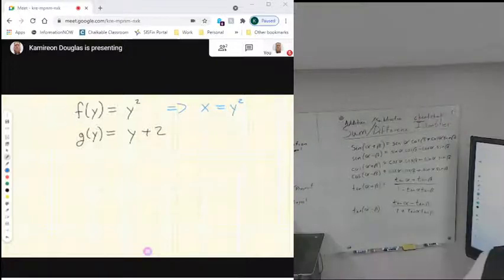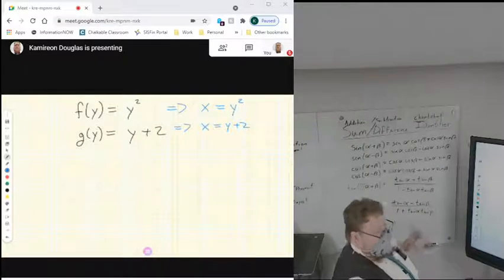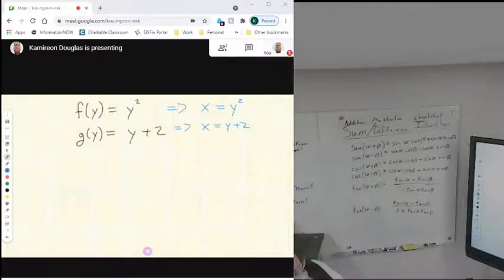On this one, you have to do the same thing. You'd have x equals y plus 2. And again, you have to get y by itself because the techniques work if the variable is isolated. That's why so much of algebra is about getting a variable by itself.